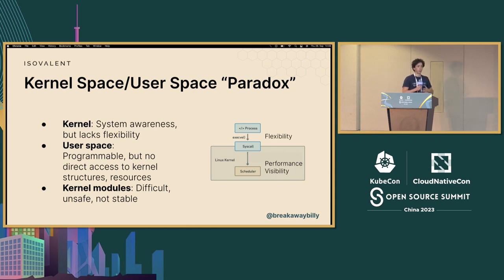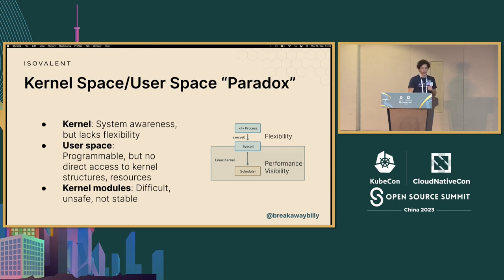To set the stage for where eBPF was coming from, there's a paradox between kernel space and user space. If you're in the Linux kernel, you have complete system awareness because you're basically the interface between the software and the actual hardware. But because of this, it lacks flexibility. The Linux kernel is deployed on billions of devices worldwide, so it has a slow innovation cycle, and it doesn't have the flexibility of user space. In user space, it's extremely programmable. It's where we do all of our things, but it doesn't have access to those kernel structures or resources. So in user space you have flexibility, in kernel space you have performance and visibility, but you don't really have both of them anywhere.